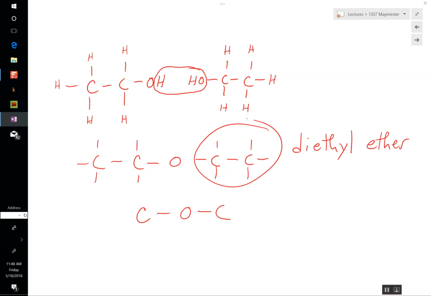You could have methyl ethyl ether. Dipropyl ether. Ethyl propyl. Ethyl isopropyl ether. Okay? Any of those substituents that you know about. Put one on one side and the other one on the other side, and you got a different ether. You can't have a methyl ether, though. You have to have two. It would be a dimethyl ether.